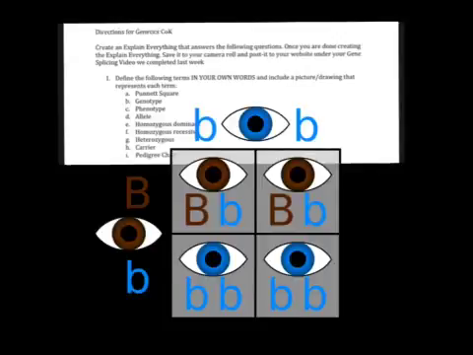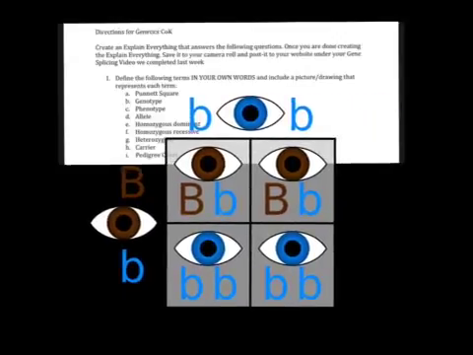So say this is the mother, and this is the father. So the mother is recessive blue eyes, and the father is dominant brown, but has a trait of blue. So they have a 50-50 chance of having a brown-eyed child or a blue-eyed child.